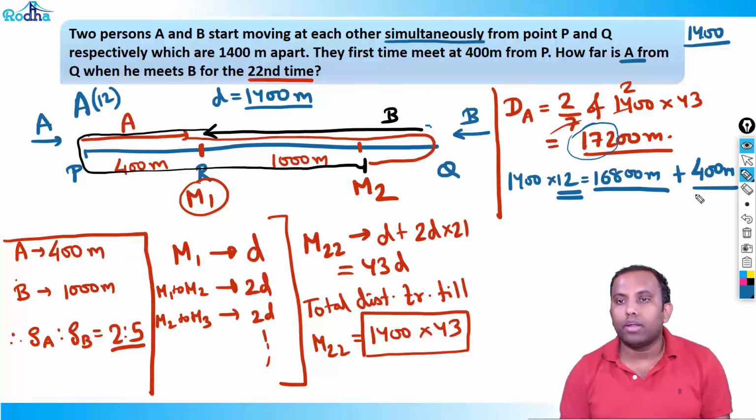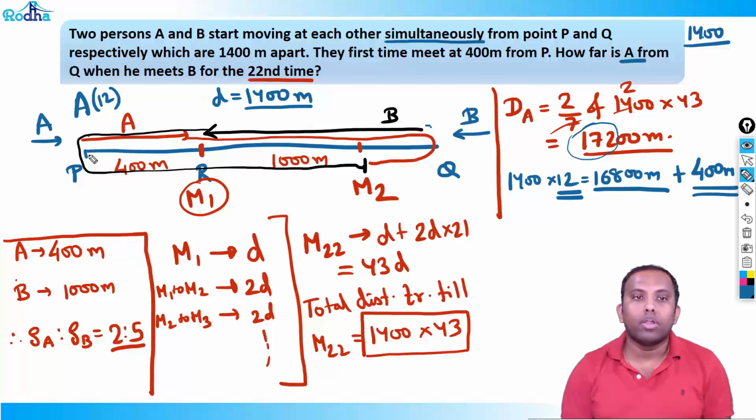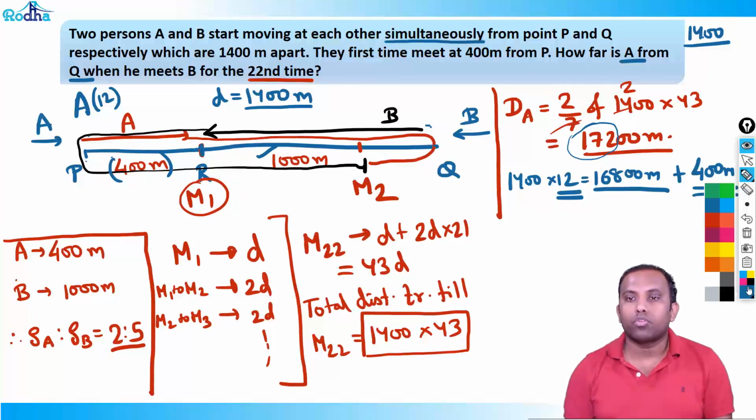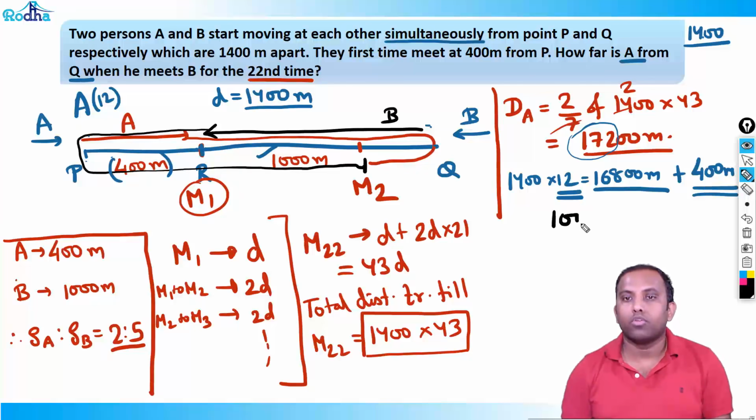So now for 400 more length to travel, A is again at R. This is 400. R is 400 meters from P, but I have to calculate how far he is from Q. If R is 400 meters from P, then R is 1000 meters from Q, right? Therefore, the answer for this question is 1000 meters.